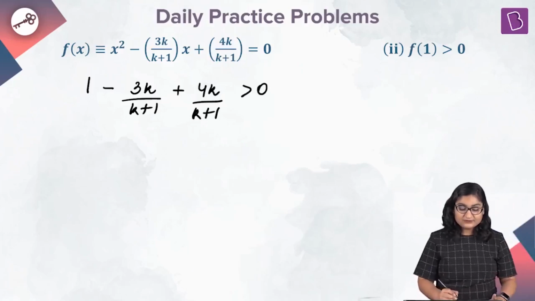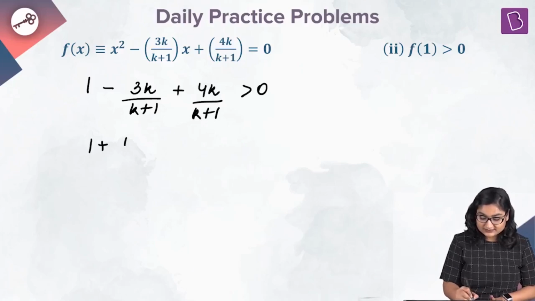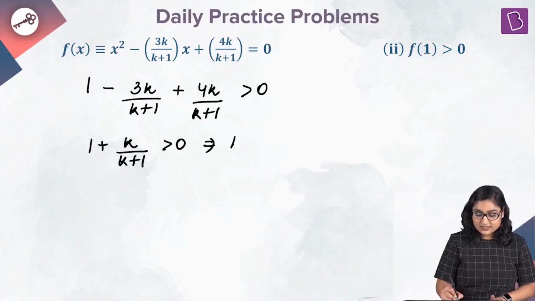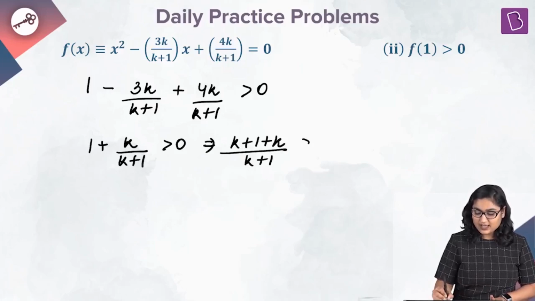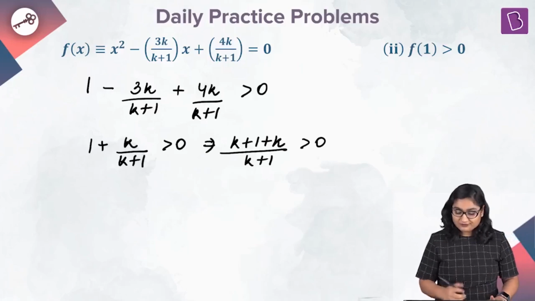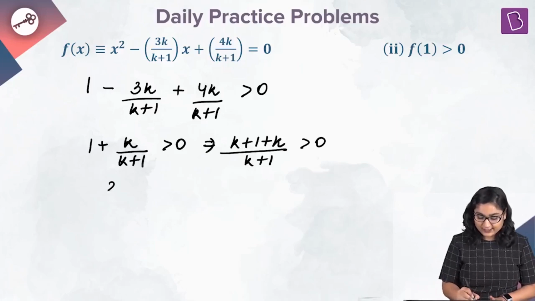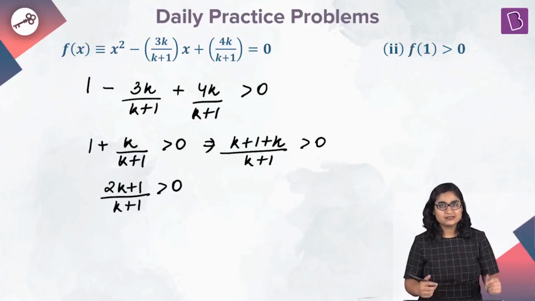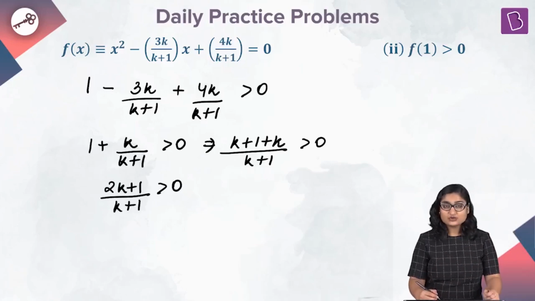If I further simplify this, I'll get 1 plus k divided by k plus 1, and this should be greater than 0. We can further write it as k plus 1 plus k divided by k plus 1, greater than 0. On further simplification, we'll get two factors, 2k plus 1 divided by k plus 1, and their division is greater than 0. So there are two factors, 2k plus 1 and k plus 1.